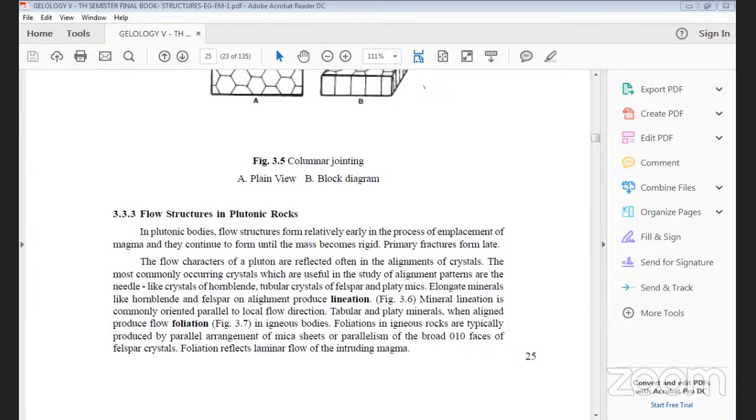The flow characteristics of a pluton are often reflected in the alignment of the crystals. The most commonly occurring crystals useful in the study of alignment patterns are those formed as hornblendes. Tabular crystals of feldspars we also see as platy crystals. And elongate minerals like hornblendes and feldspars we see along the alignment when it is producing lineation.